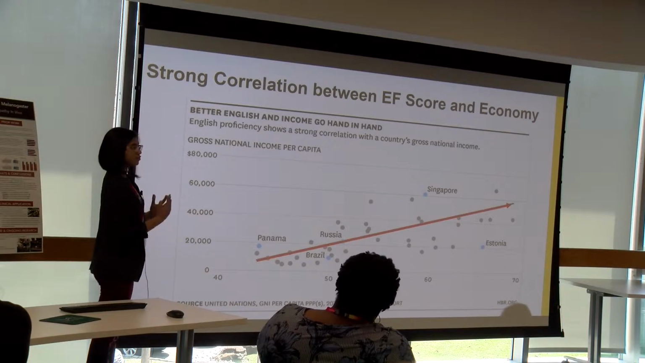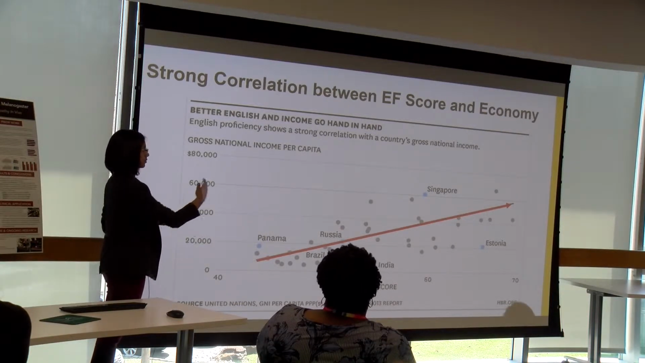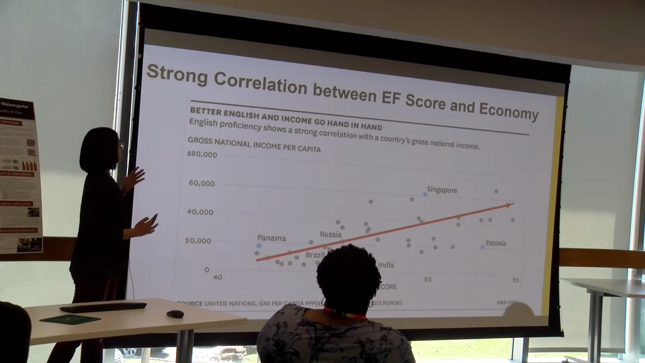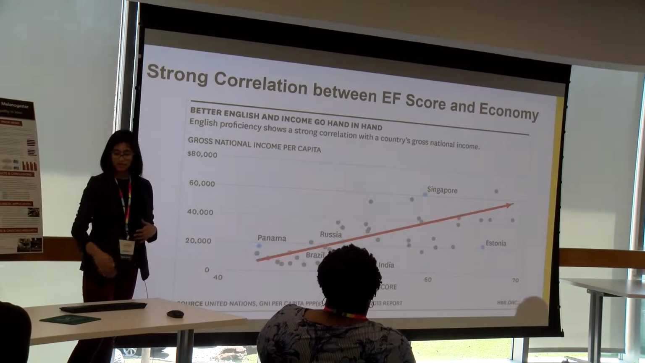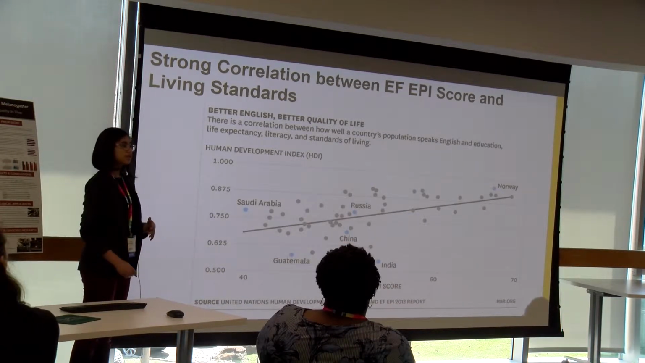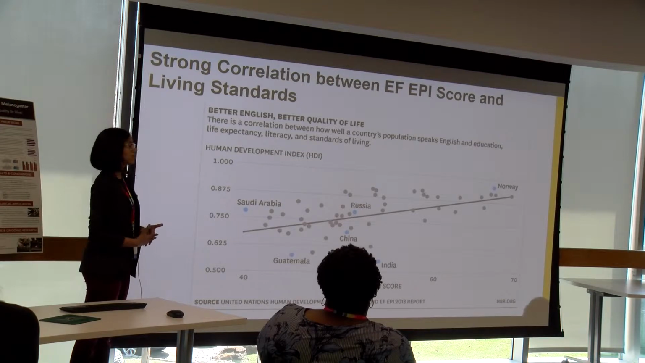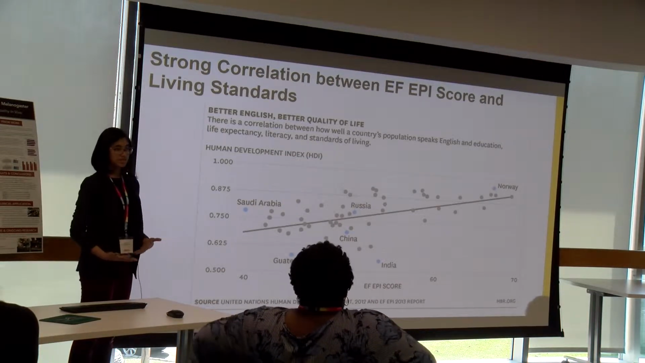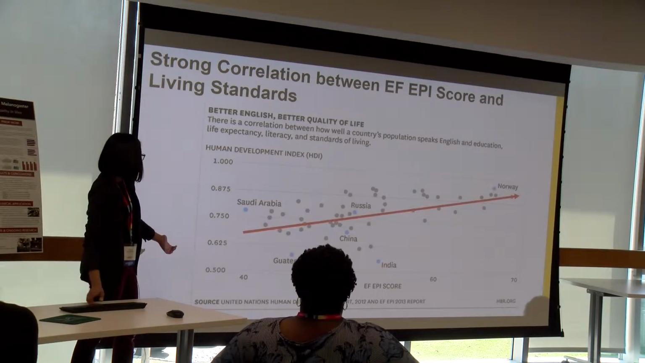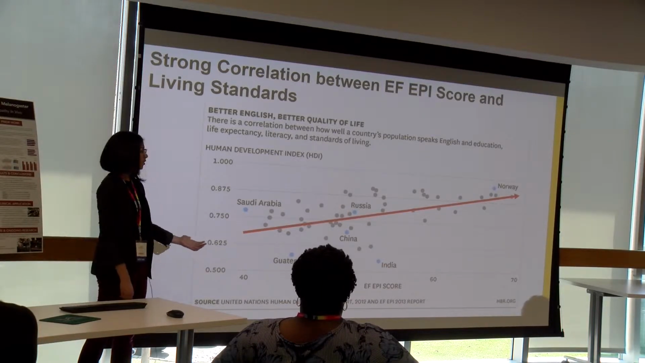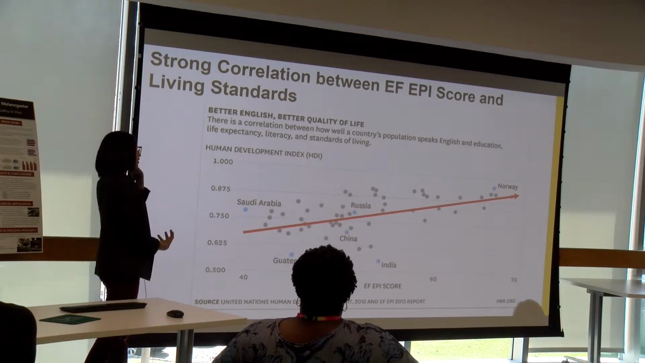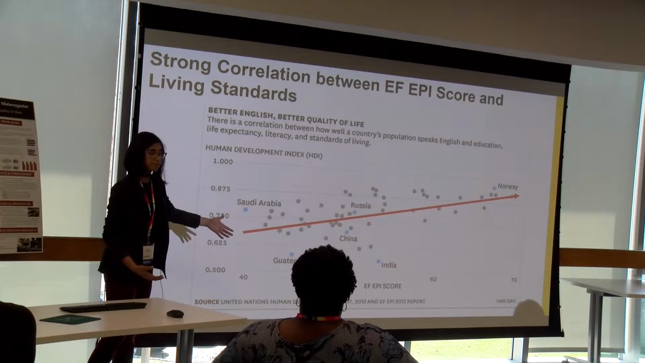They're at quite a disadvantage compared to, suppose, Singapore, where their English proficiency score is really high, just like their national income. Based on further research, I realized English proficiency score also affects the living standards of a country overall. For example, Guatemala also has a really low English proficiency score, which results in their human development index overall being low compared to, suppose, Norway.